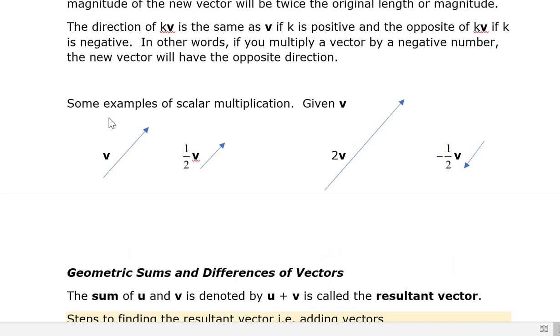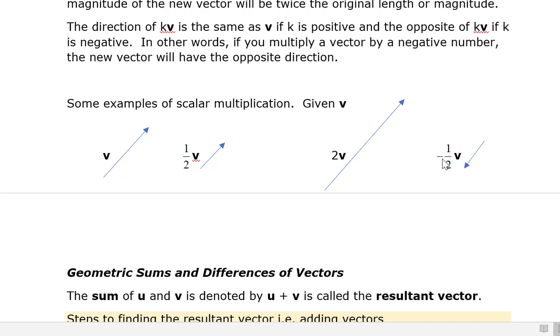I'm going to start with vector v, which is this first vector right here. If I multiply that vector by 1/2, so the value of k is 1/2, all I'm changing is the length of the vector. It's going to be half the length of the original. If I multiply vector v by 2, again this is scalar multiplication, 2 is considered a scalar, I'm going to have the original vector, same direction, but double the length.